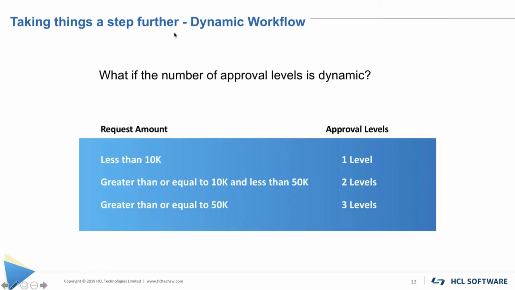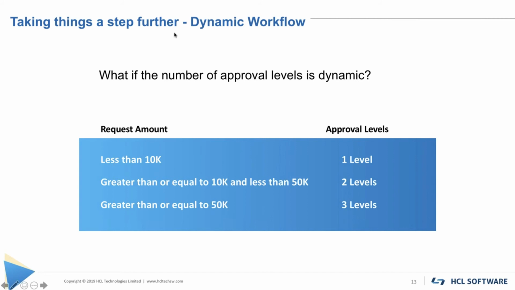Let's make things a little bit more complicated. Let's say that there's multiple levels which might be needed. So the scenario here is I'm making a request. If it's less than $10,000, 1 level. If it's greater than 10,000 but less than 50,000, 2 levels. Greater than or equal to 50,000, 3 levels, right? So this is probably fairly common.